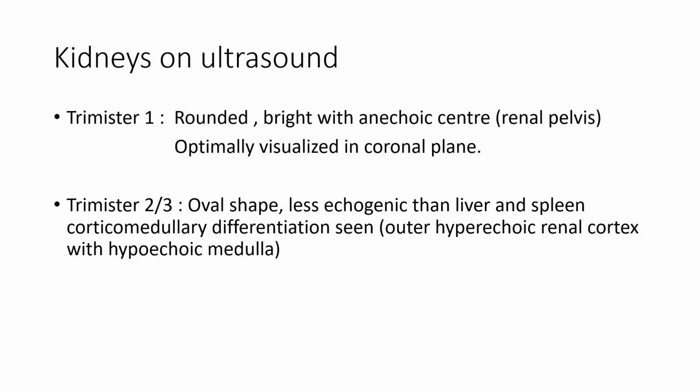Kidneys on ultrasound examination appear as rounded, bright structures with an anechoic center, which represents the renal pelvis, in the first trimester. They are optimally visualized in the coronal plane. In the second and third trimester, they appear as oval-shaped, less echogenic structures than the liver and spleen, with corticomedullary differentiation seen, where the outer cortex is hyperechoic and the inner medulla is hypoechoic.